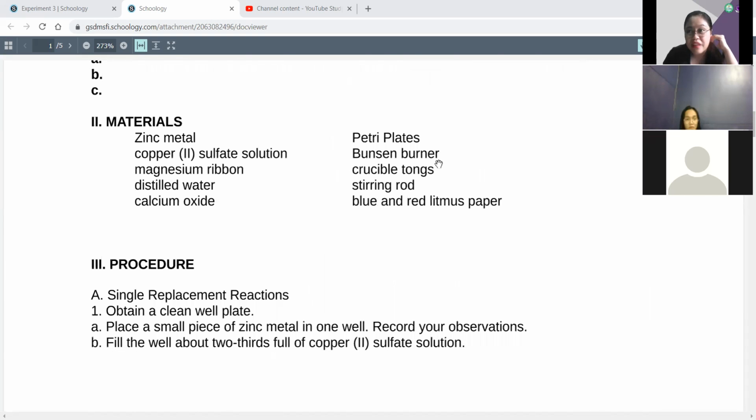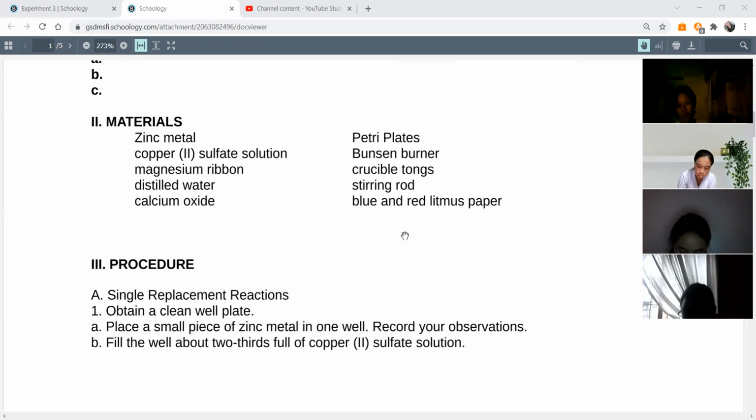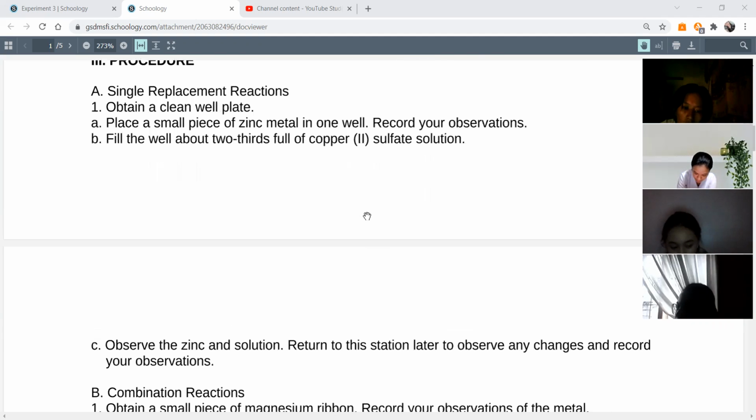Supposedly, gagawin natin ito sa laboratory, but unfortunately, we are not yet allowed to go back to school. However, i-familiarize na lang natin kung ano yung mga different types of experiments that we can do so that we can observe these types of chemical reaction. So the first one here is the single replacement reaction. And what are we going to use here?